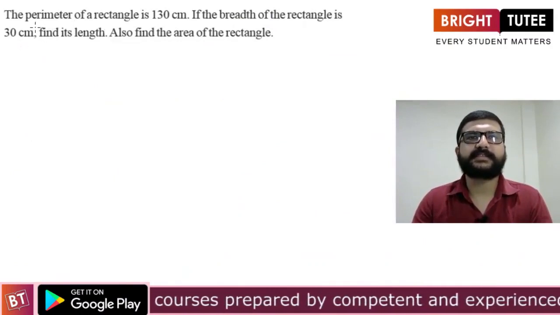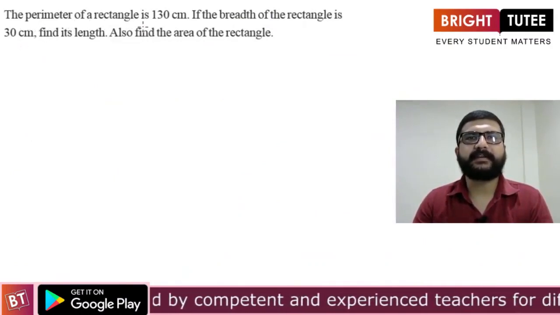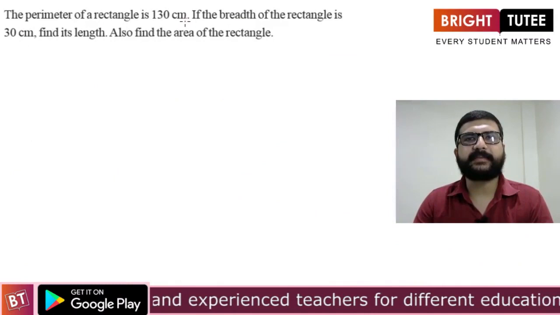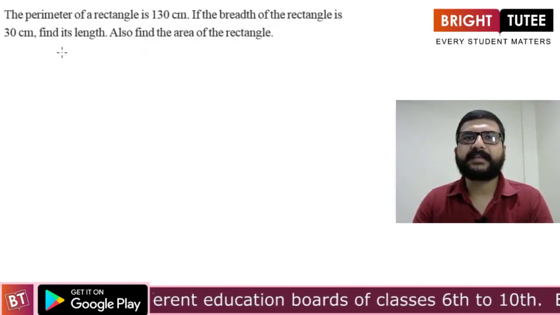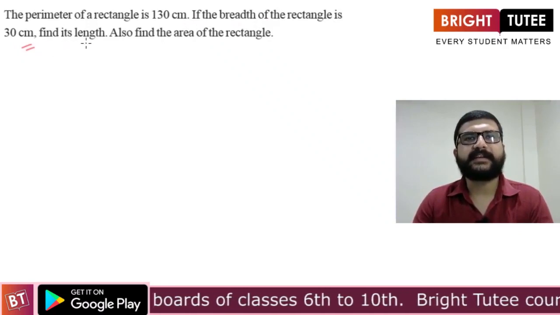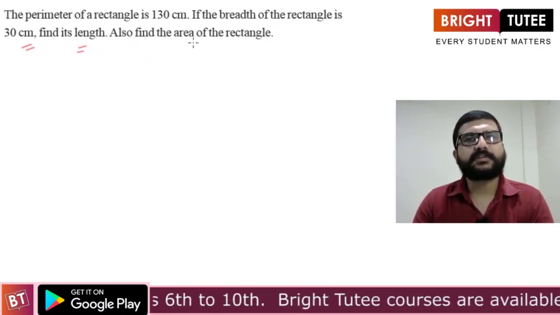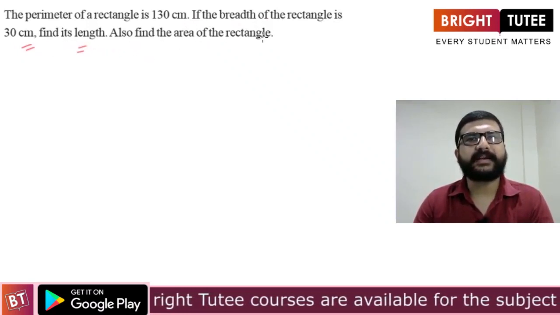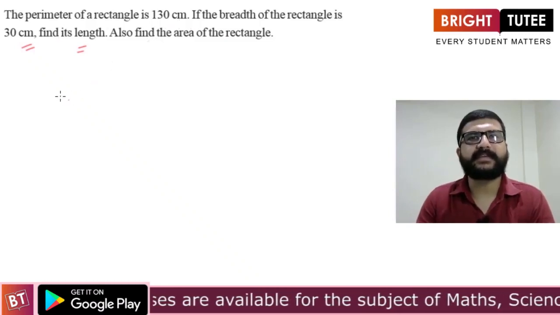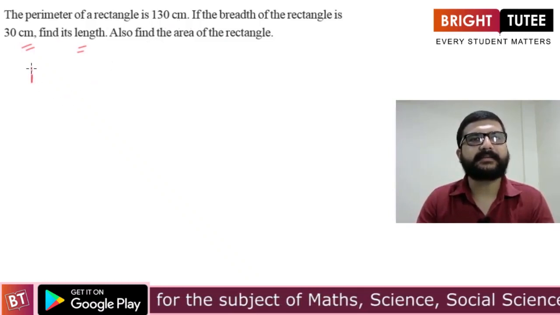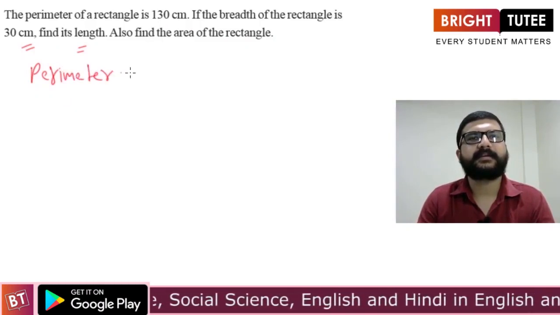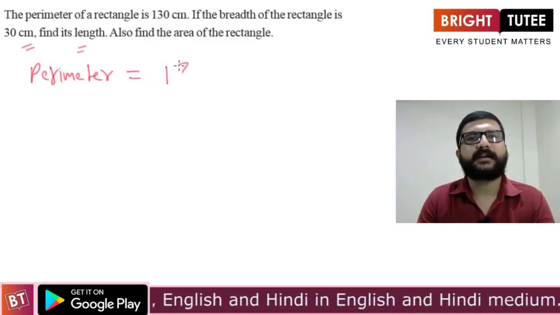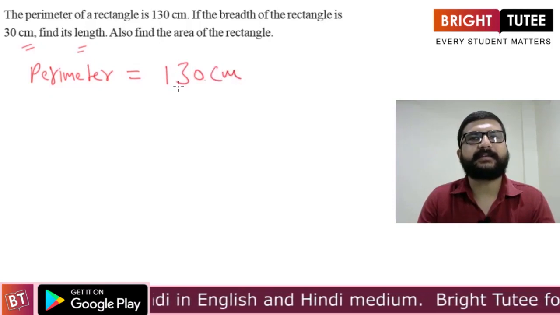The next question is, the perimeter of a rectangle is 130 centimeters. If the breadth of a rectangle is 30 centimeters, find its length. Also find the area of the rectangle. So here perimeter is given as 130 centimeters.